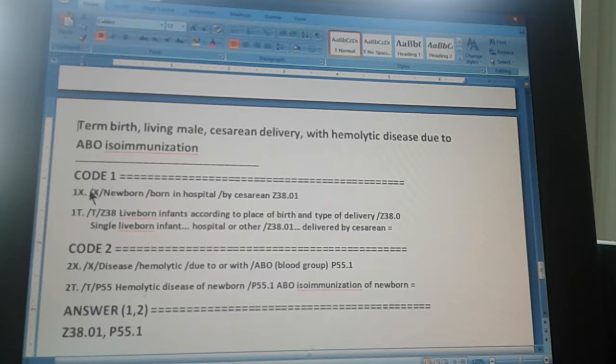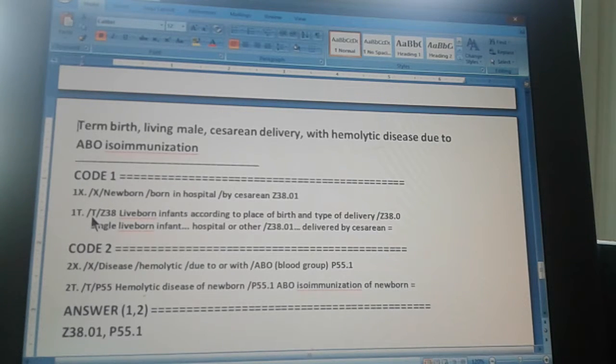First you go to the index. Then you go to newborn. Then you go to born in a hospital. Then you go to by cesarean, because the delivery is by cesarean operation, and you get a code there that is Z38.01. Now we're going to check this code in the tabular.